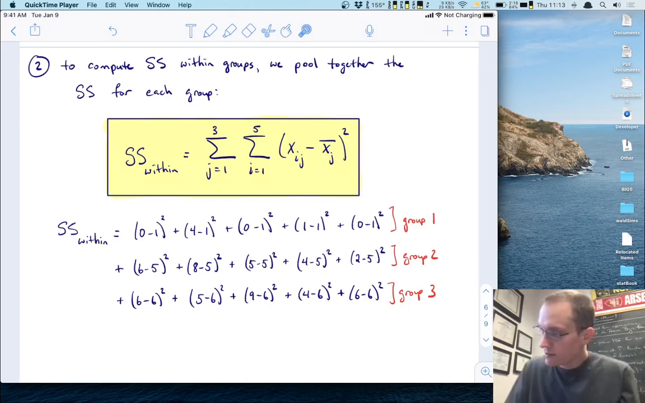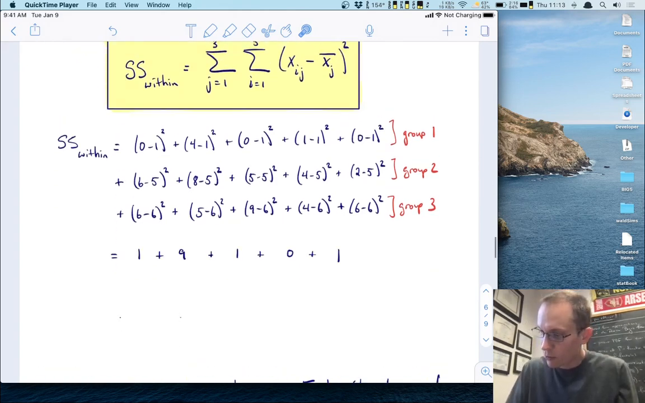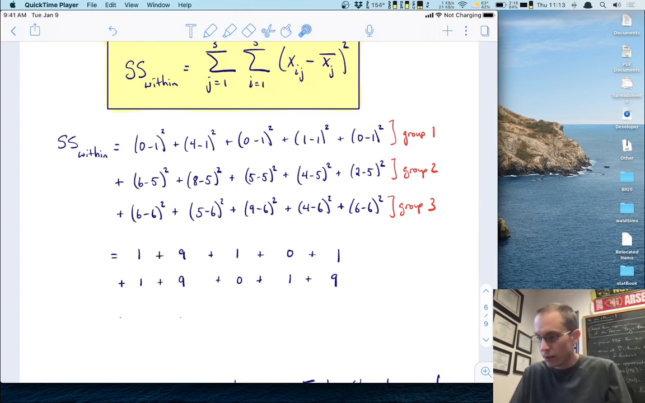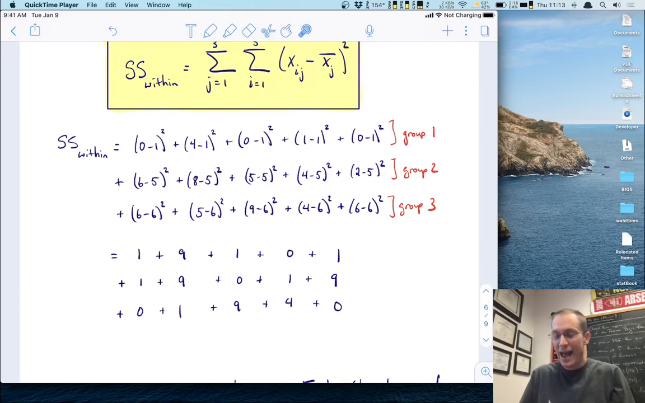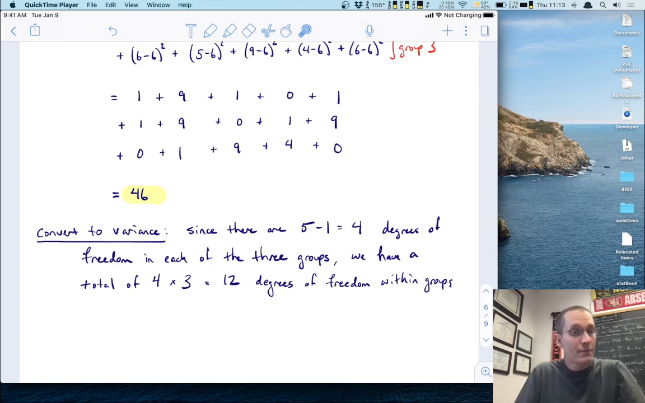That's a lot of deviations. Let's figure out what all those are. They're all very easy to do in our head if we just take a look real quick. This is 1, 9, right? Take the difference and square it. 1, 0, and 1. So that's these guys. And do the same thing for the next row. And the same thing for the third row. Add all these numbers together, and we get a total sum of squares of 46. So we're just adding up all the deviations from the respective group means. Okay. Now we need to convert that to a variance. Okay. Of course, that means we divide by the degrees of freedom.